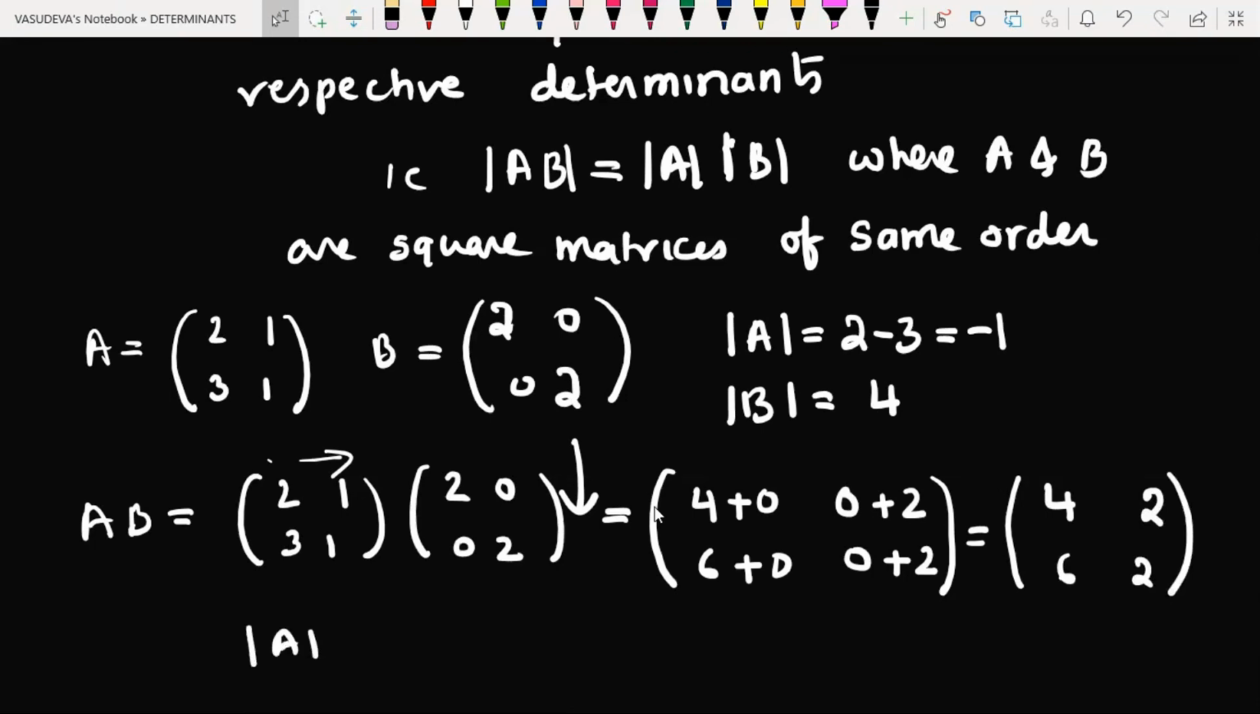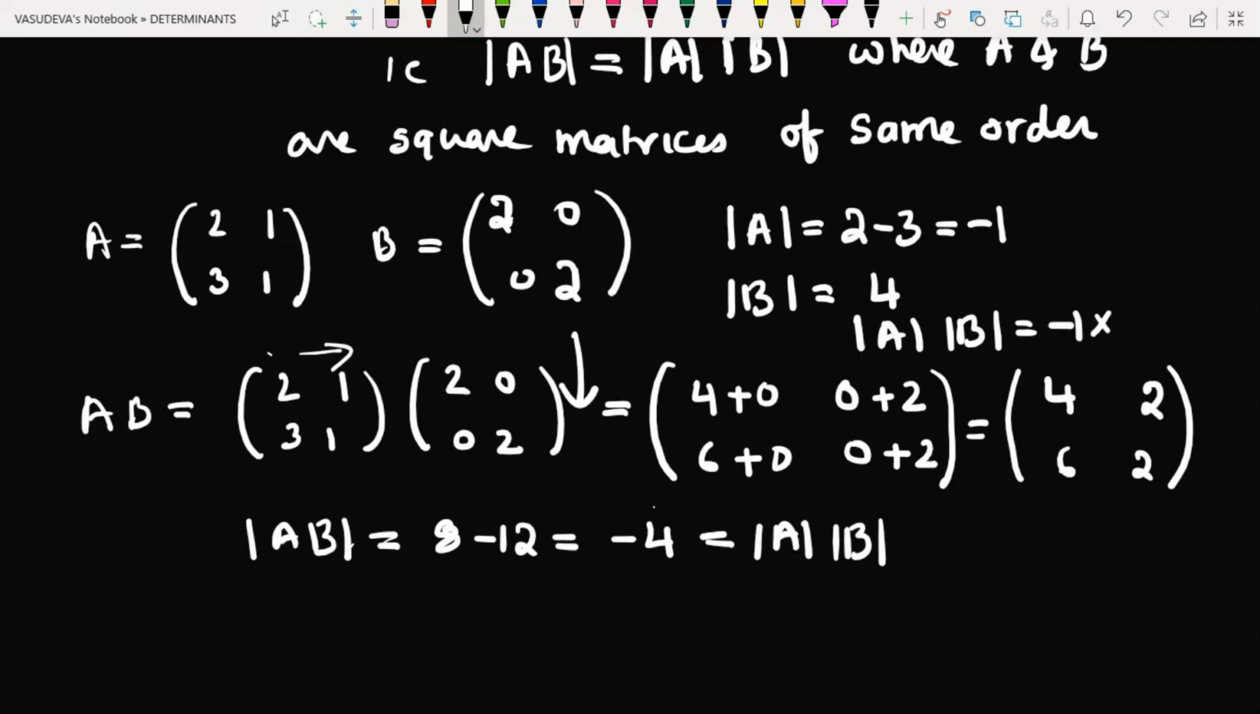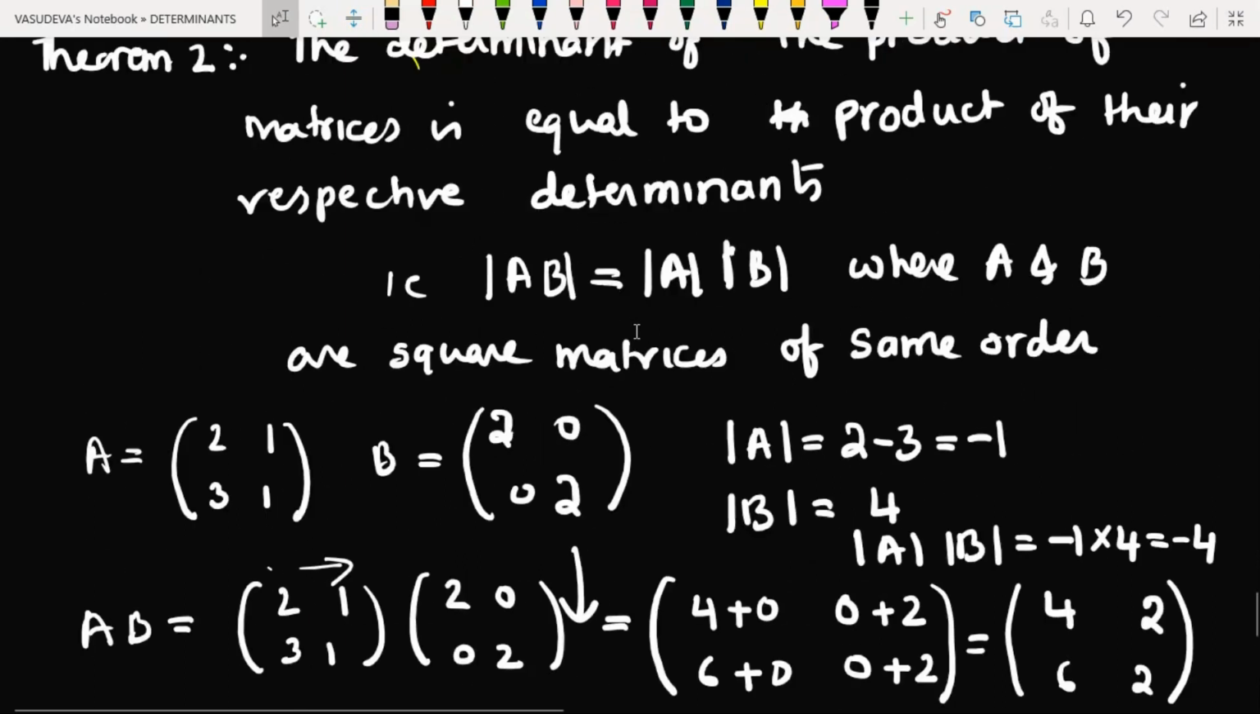Taking the determinant of AB, it is 8 minus 12, which is minus 4. Observe that this is equal to determinant of A into determinant of B, because determinant of A into determinant of B is minus 1 into 4, which is minus 4. So that verifies the result: determinant of AB equals determinant of A into determinant of B. We can check this for 3 by 3 matrices also.